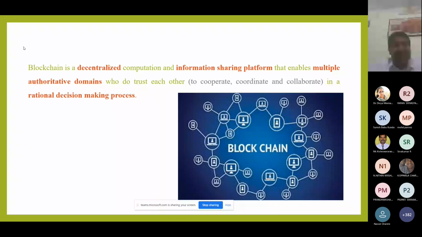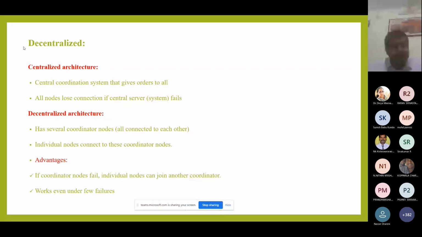First term, decentralized architecture. So what do we mean by decentralization? Initially, we had centralized architecture where we had a central coordination system, and this coordination system used to give orders to all the peers. For example, one single system was there that actually coordinated all the other nodes attached to it. The problem in the centralized architecture is that it is basically a master-slave architecture. All the nodes will lose connection to the central server. If the central system that is actually coordinating, that is the master system, fails, all the other nodes will not receive orders from anyone.